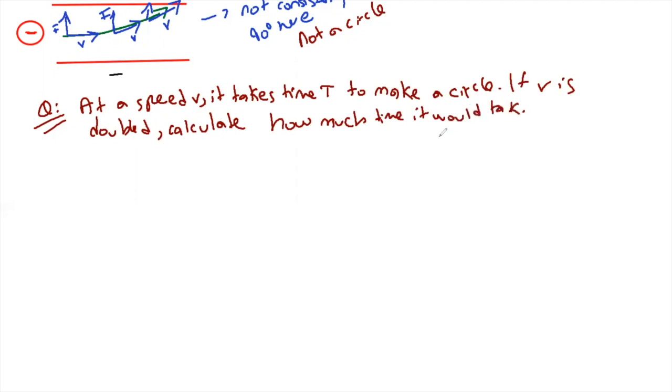The question is, at a speed v, it takes time t to make a circle. They're talking about the same thing that we just did. Now they're saying, what if we double the velocity? What is going to happen? You have a few seconds to answer this. Pause the video and try to think about it. I'm giving you a few seconds to do this, and then I'm going to continue with the answer.